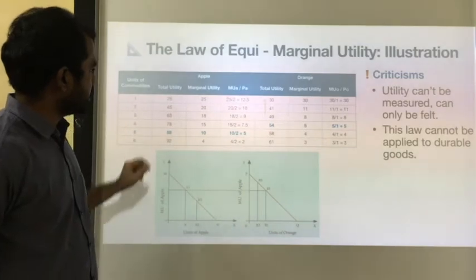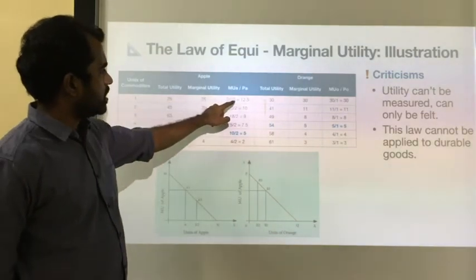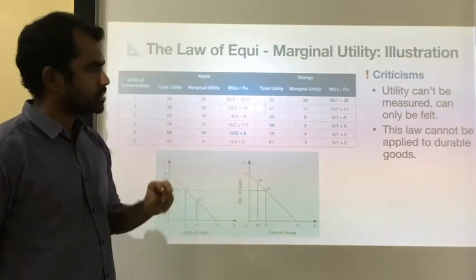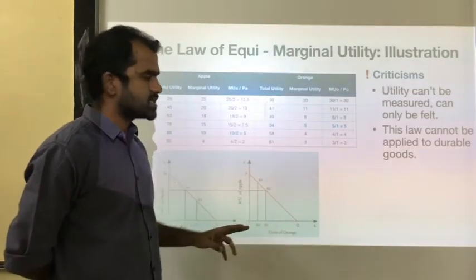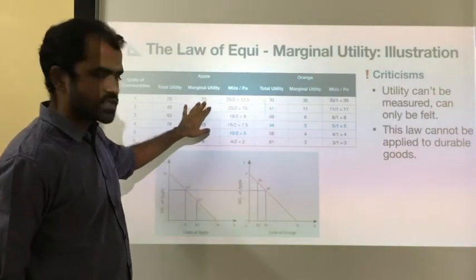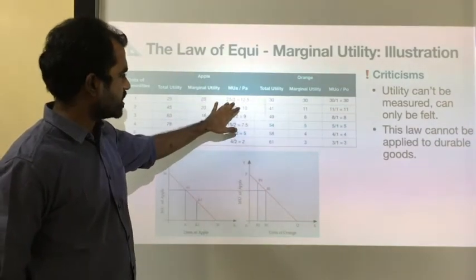So by deducting, the price of apple is 2. The price of orange is 1. So from marginal utility, which is 25 here, we divide it by 2.